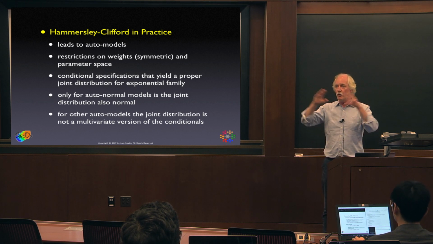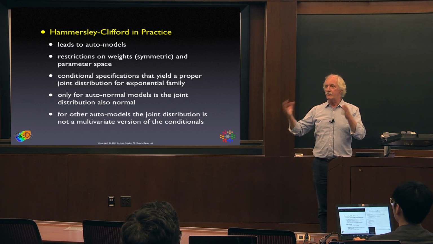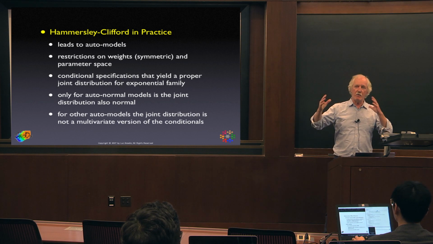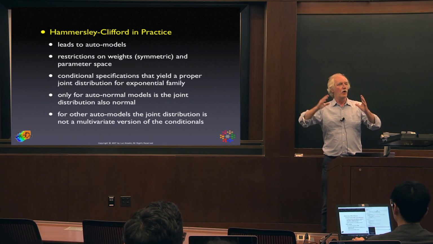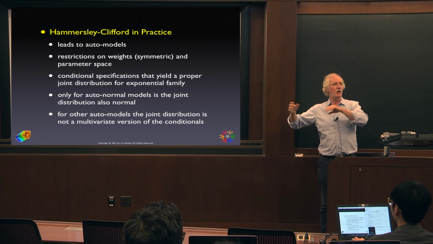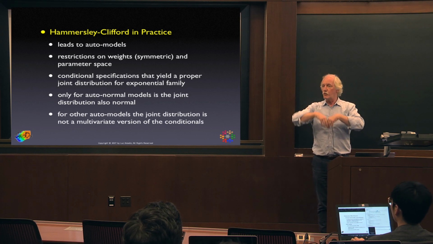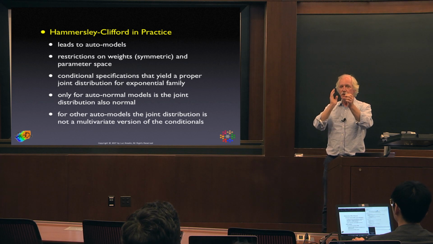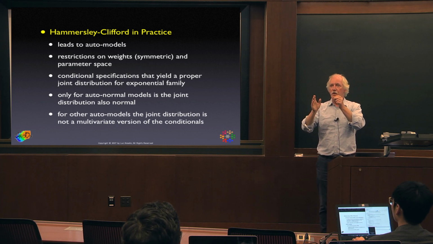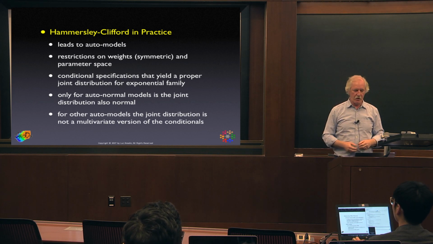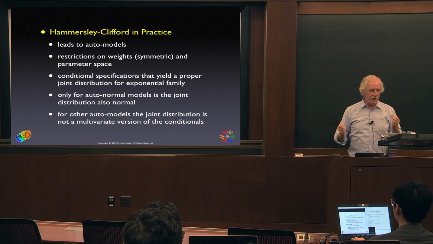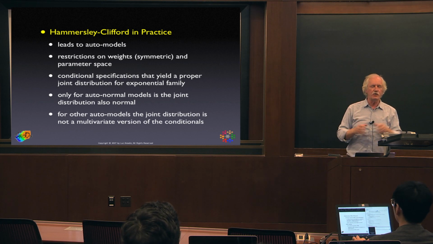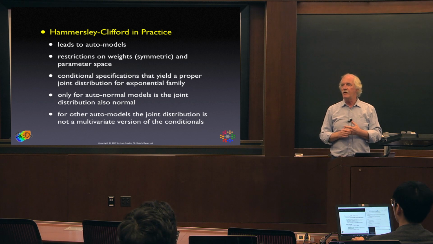So we did the full joint distribution, this variance covariance matrix, remember the I minus rho W prime, I minus rho W inverted. That is for the whole thing, right? Here we're going to work with one observation conditional on its neighbors and then build up from there to the joint. So what it means is that these kinds of models are called auto models, and they're all conditional.